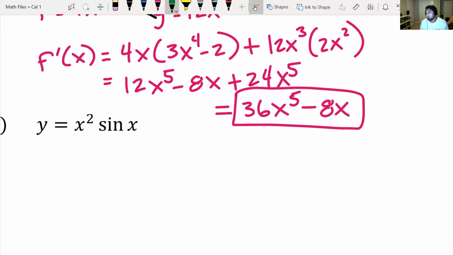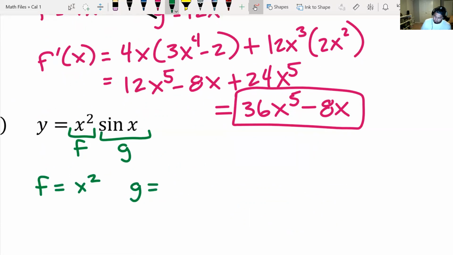Okay, again. x squared is f. Sine x is g. f is x squared. g is the sine of x. f prime is 2x.